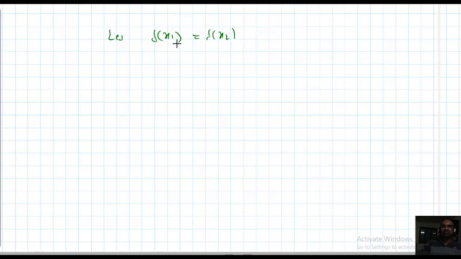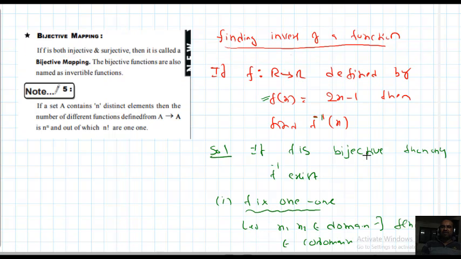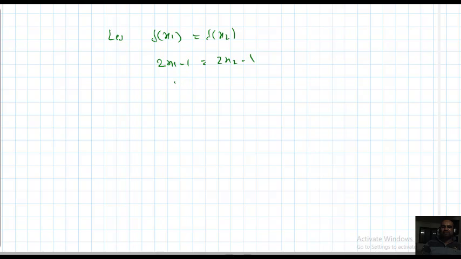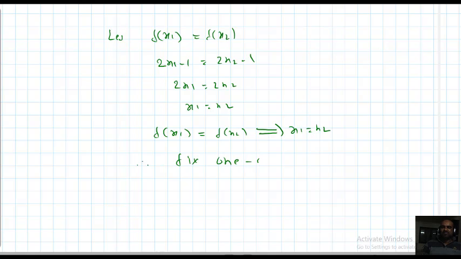What should it give? If it gives that their pre-images are also the same, then I can say that it's one-one. 2x1 minus 1 should be equal to 2x2 minus 1, because f of x1 is clearly given as 2x minus 1. Okay, so 2x1 should be equal to 2x2, so x1 should be equal to x2. What is the meaning of this? F of x1 equal to f of x2 gives x1 equal to x2 without doubt. Therefore, f is one-one. Different elements of A are paired with different elements. We checked it logically.